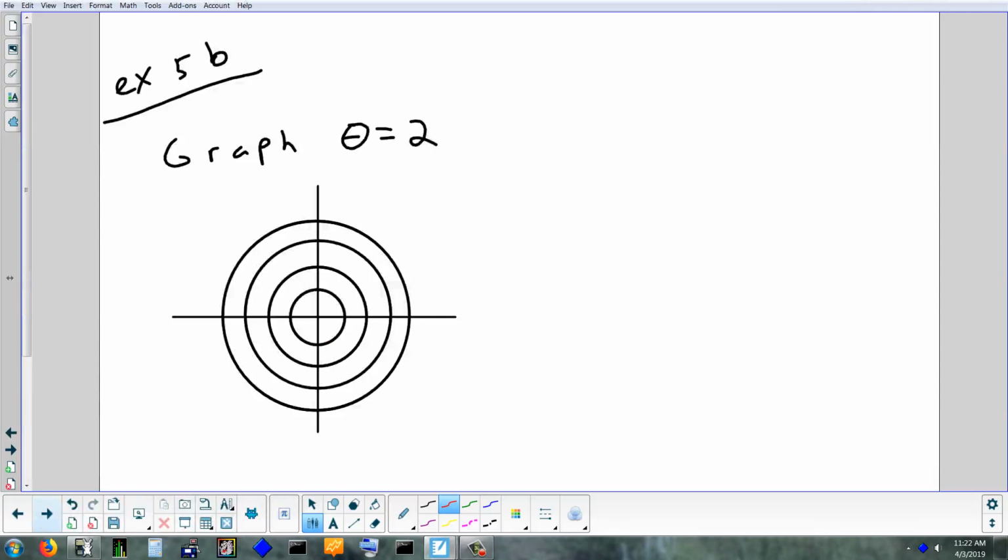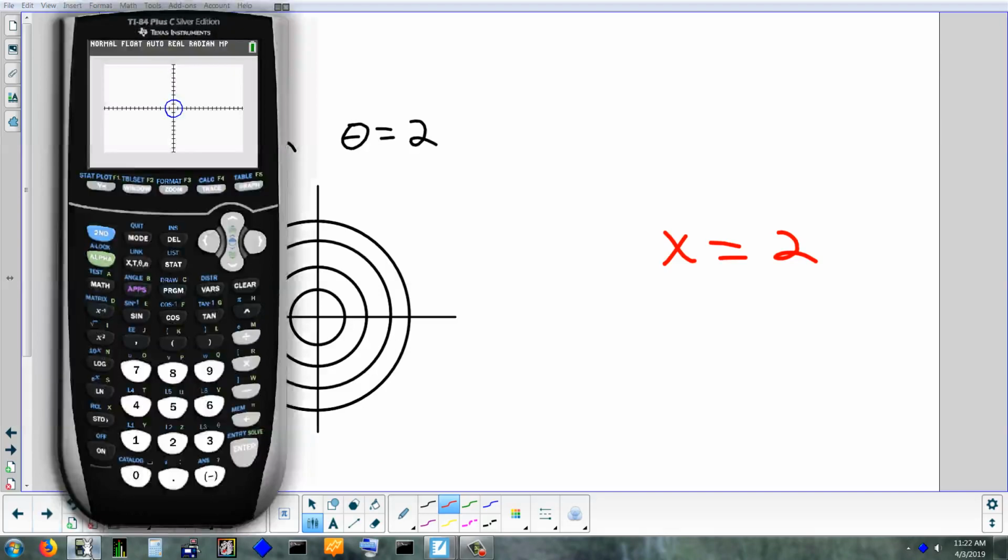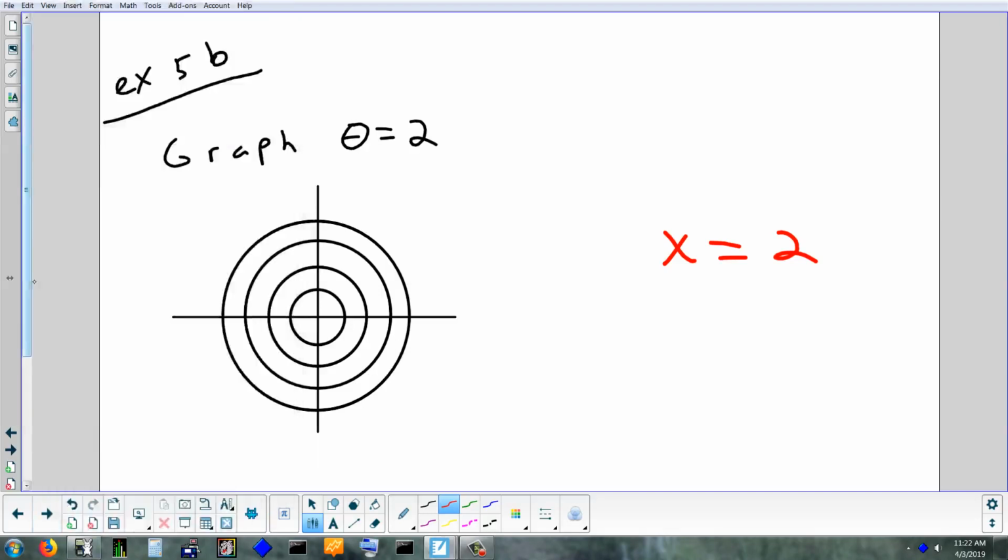Let's look at this one. You can't graph this on the calculator. Just like if I gave you the equation x equals 2, that's a vertical line at 2. You can't draw vertical lines on the calculator, that's in function mode. When you're in polar mode, you can't graph theta equals a number. The way to graph it is by hand. So what does theta stand for? It's an angle.